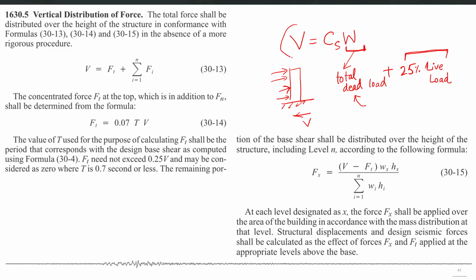So once you calculate this V value, you have to distribute it, and the distribution formula is this one. It says that you should first calculate a value called Ft from this formula, and this is the force which should be applied at the top story.